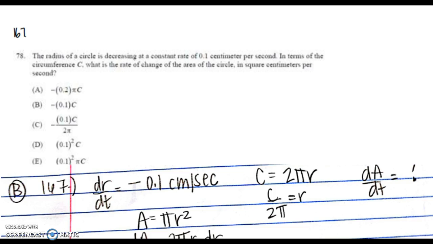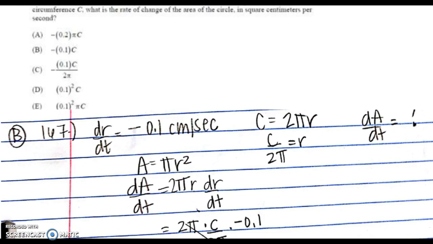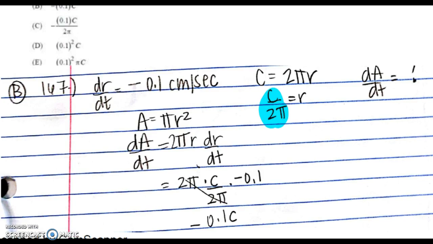This was a repeat. Radius of a circle is decreasing at a constant rate. In terms of C, what is the rate of change of the area? So radius is decreasing at negative 0.1. Here's your circumference. The thing is instead of working with r, we suddenly want to work with C over 2 pi. And you want to know what is the rate of change of the area of the circle, so dA/dt. Area, take your derivative, 2 pi r dr/dt, you know what dr/dt is, replace it. And we don't want to work with r, we want to work with that, so I replaced it. It actually works out kind of nicely. Negative 0.1C.